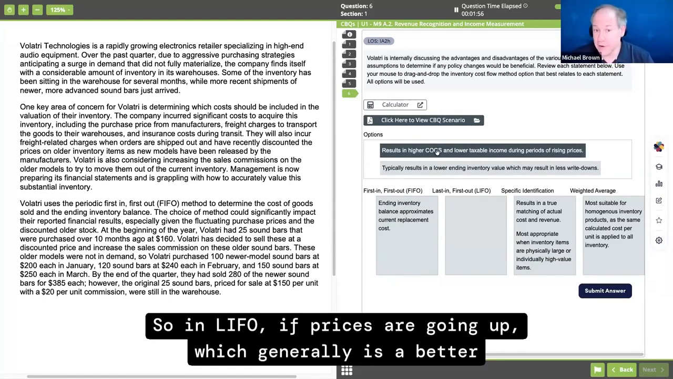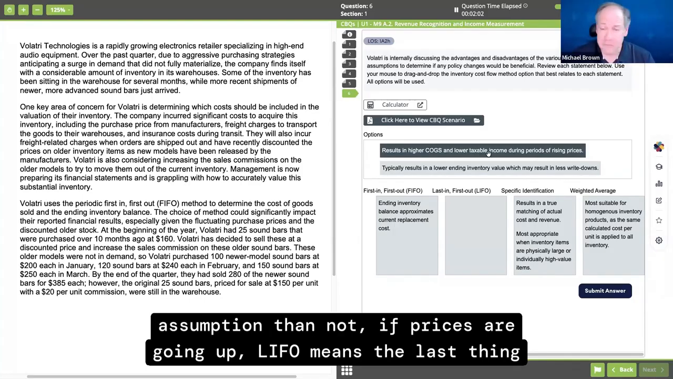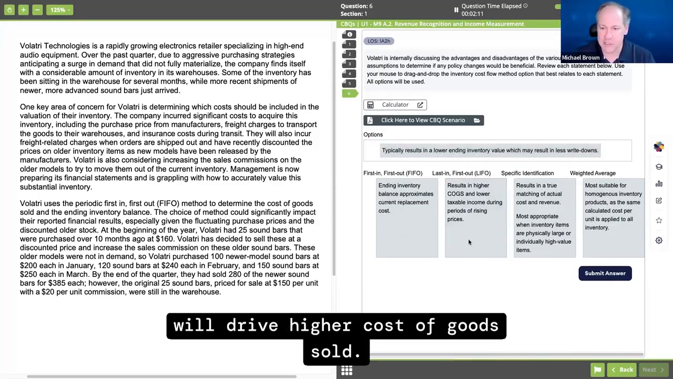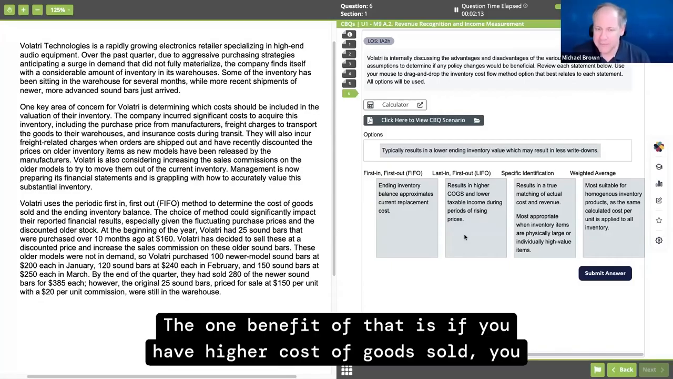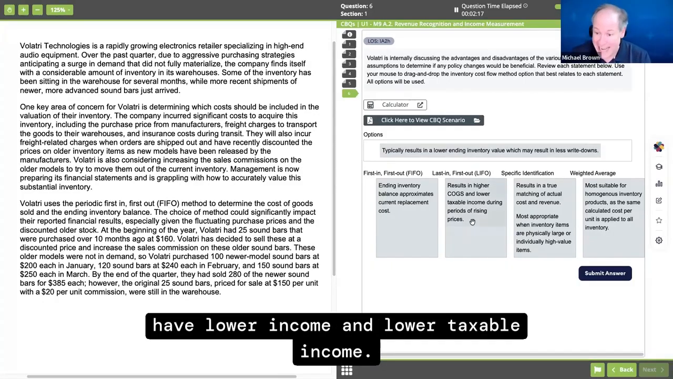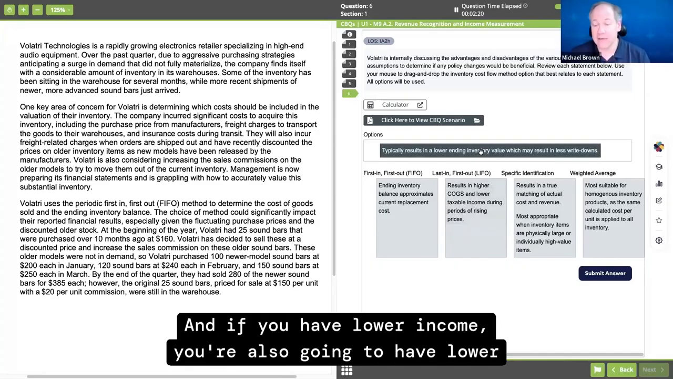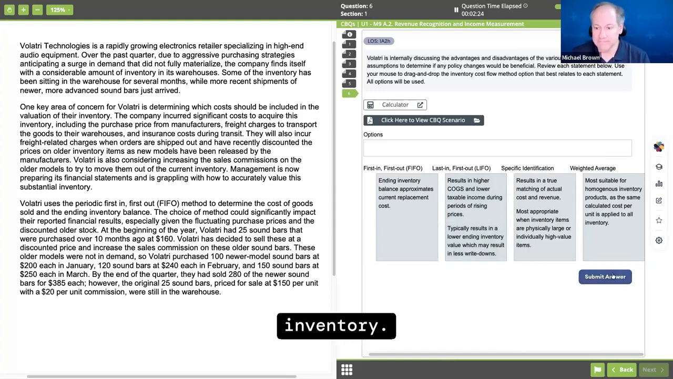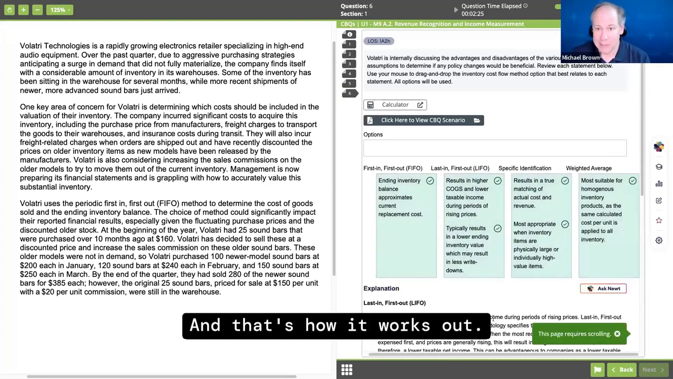So in LIFO, if prices are going up, which generally is a better assumption than not, LIFO means the last thing you bought, the most expensive thing you bought, is the first thing you sell. That will drive higher cost of goods sold. The one benefit of that is if you have higher cost of goods sold, you have lower income and lower taxable income. And if you have lower income, you're also going to have lower inventory. And that's how it works out.